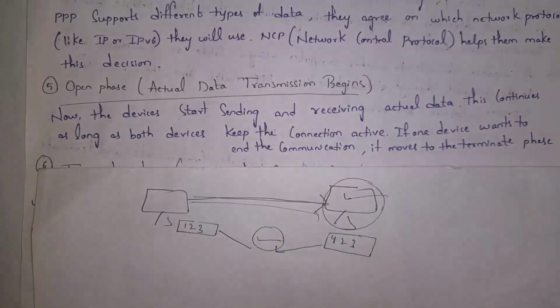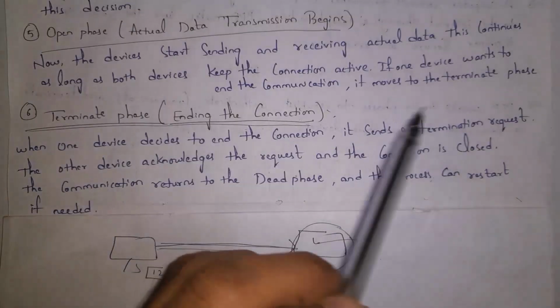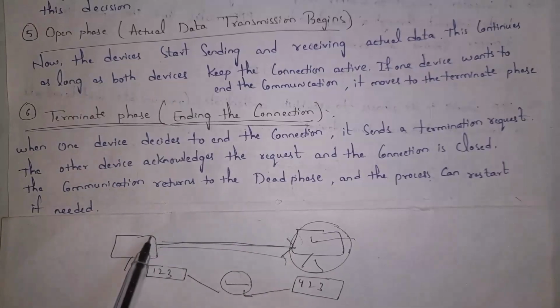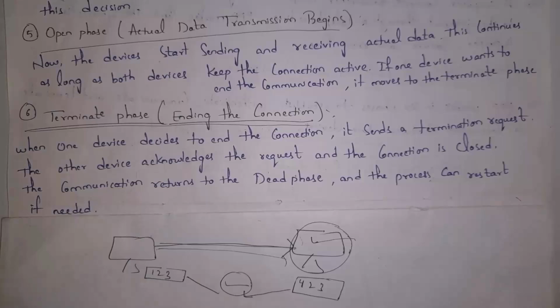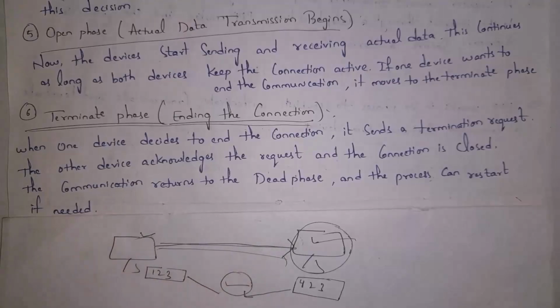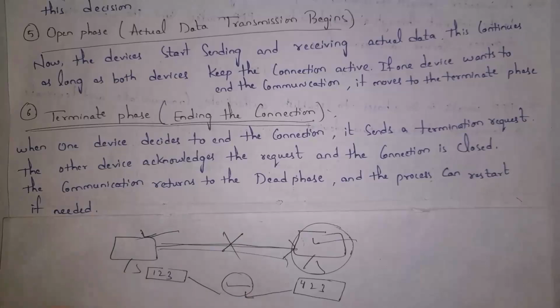Now devices want to end communication. So if devices want to end communication, they need to move to terminate phase. When one device decides to end the connection, it sends a termination request. Guys, for example, this computer will send a request to this computer in order to close the connection. And acknowledgement is nothing but acceptance. This computer will accept the termination request of this computer. So now the connection is removed and both computers cannot communicate with each other.